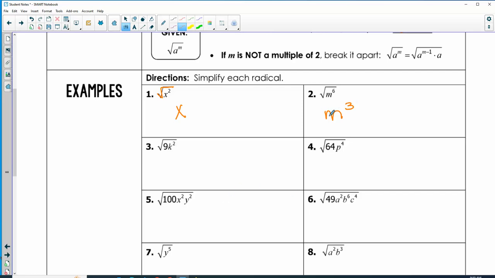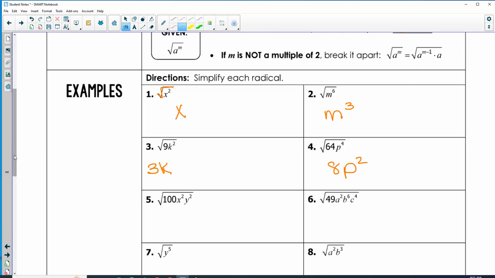So if you have 6 m's, then your exponent turns into 3. 3 groups of 2. All right, this time I threw some numbers in there. The square root of 9, what is that? 3. Okay, k squared. If I have 2 k's, how many groups of 2 can I form? 1. So it's 3k to the first. All right, 64p to the fourth. What is the square root of 64? 8. If we have 4 p's, how many groups of 2 can we form? 2. So 8p squared.